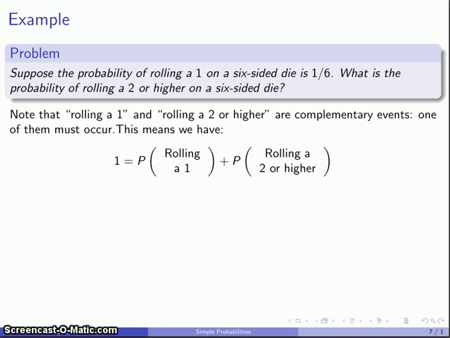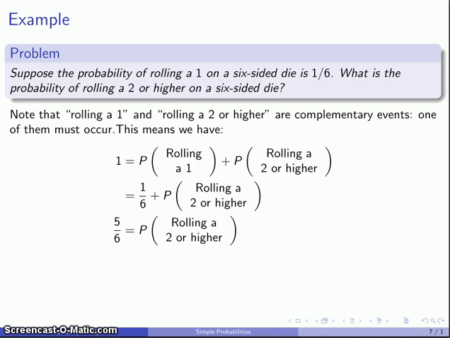So that tells me that the probability of the 1 plus the probability of the other, those two add together to give me 1. And if I know one of those, for example, the probability of rolling a 1, I can compute what the other one is going to be through a little bit of algebra, and there I get the probability 5/6.